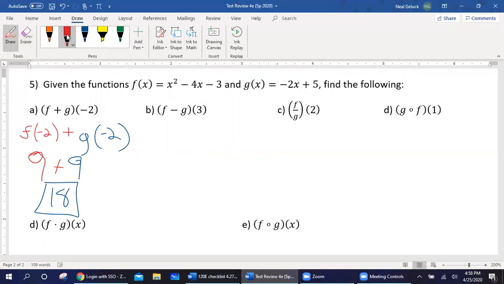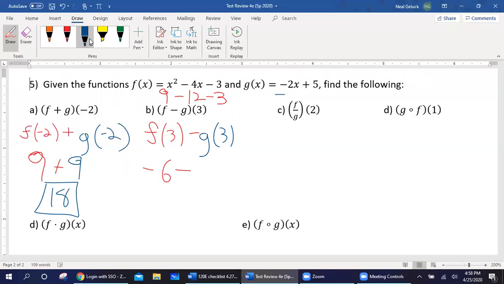Similar type of problem on letter B. I'm going to find f of 3, and I'm going to subtract off g of 3. So f of 3, if I plug 3 in, that's going to give me 9 minus 12 minus 3, -6. G of 3 is going to give me -6 plus 5. So I'm subtracting -1. So I'm going to end up with -5 for a result.